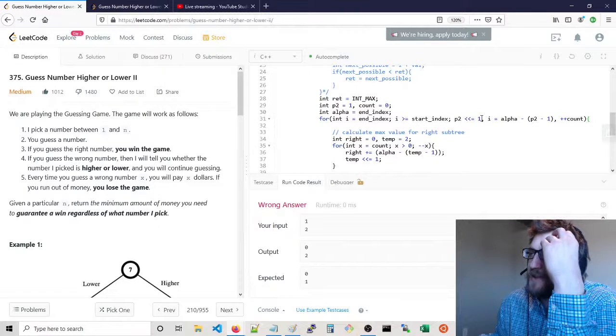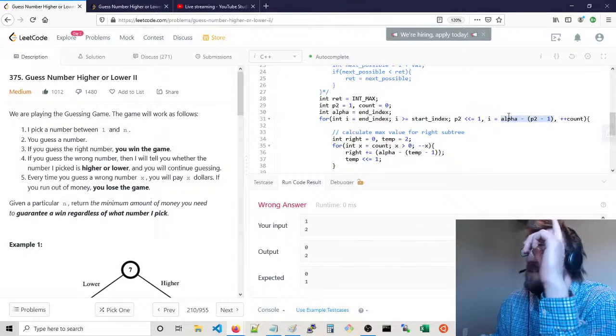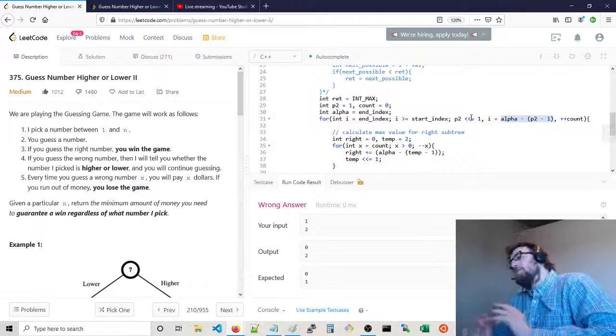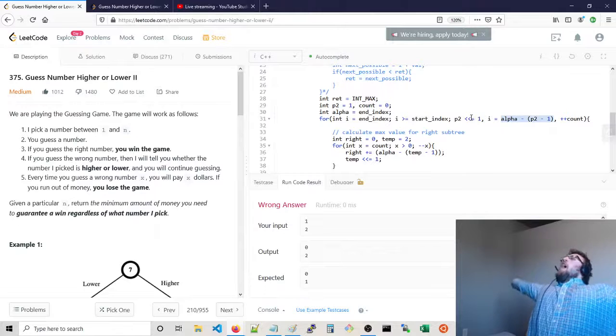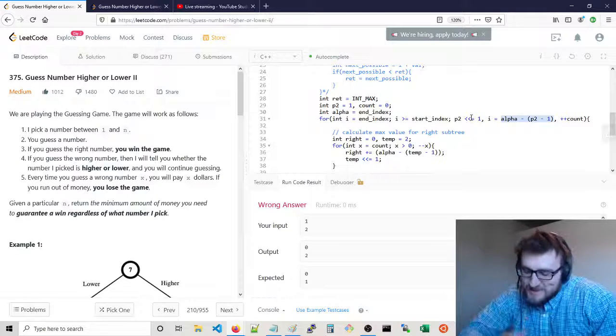Now, I think what happens is we have P2 gets updated, so we said alpha is 2, end index is 2, I is 1, and start index is 1. P2 goes to 2, it shifts to left, 1 goes to 2. I goes to 2 minus 1 is 1, alpha minus 1 is 1, I is 1. Wrong. This should go... No, this is wrong.